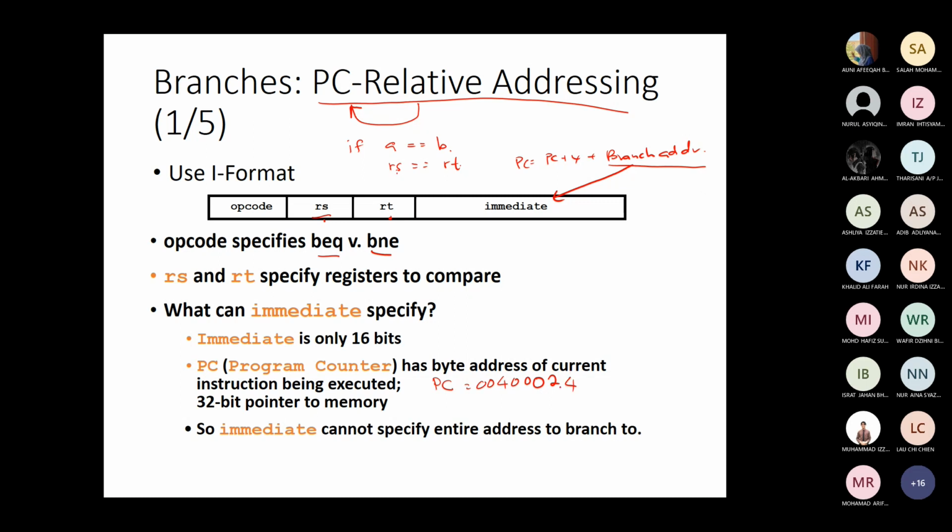Okay, for example, the PC has the byte address of the current instruction being executed. It always adds 4 when it goes to the next instruction, right? So we know that PC will add plus 4. So the immediate cannot specify the entire address to branch to. It can only tell how many instructions we need to jump.